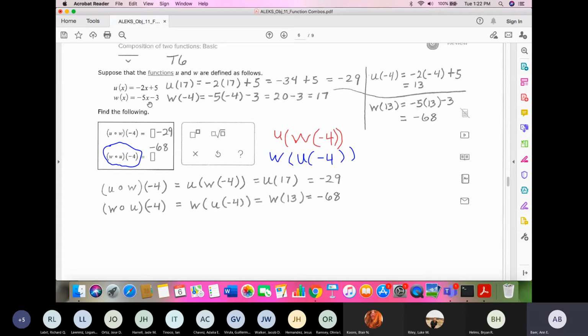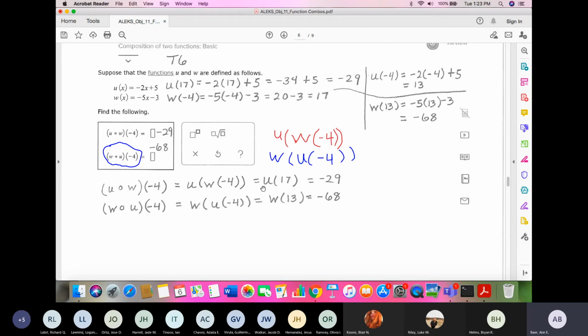So I'm going to plug in -4 for X here, get -5 times -4 minus 3. This negative times negative is a positive. 5 times 4 is 20. Minus this 3 is 17. So I take this out, W of -4, and replace it by 17. Leaving me with U of 17.